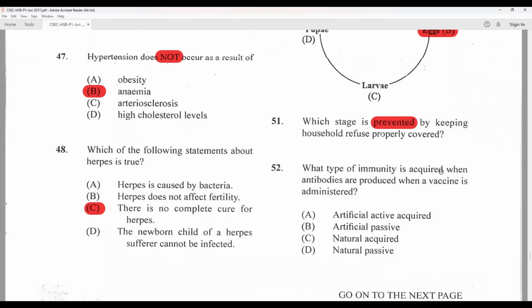52, what type of immunity is acquired when antibodies are produced when a vaccine is administered? All right, so they tell us the quantifying thing is acquired when antibodies are produced. Antibodies being produced means the body has to release the antibodies, has to produce them. And a vaccine means man-made. Another word for man-made is artificial. So we are looking at something that is artificial, active, or active artificial. And we see that 52 has A as the answer.